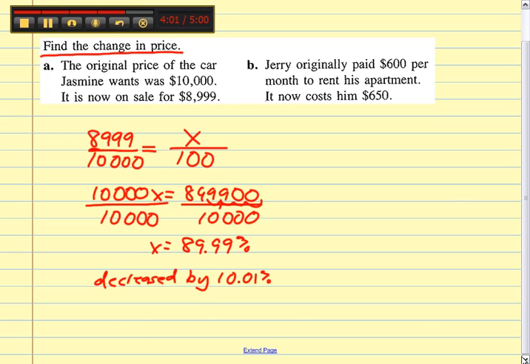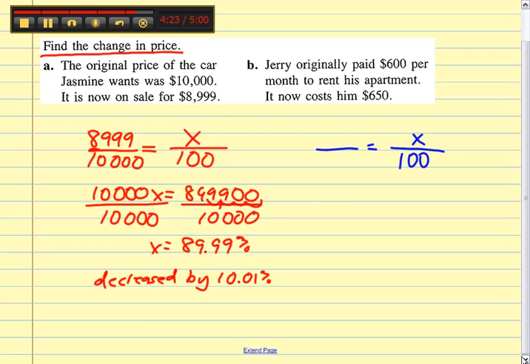Okay? James, help me with this one. Jerry originally paid $600 per month to rent his apartment. It now costs him $650. Okay? But I want to set this one up a little different because remember, they want to find the percent change. Right? So this is 100. I'm looking for a percent. Can you tell me what goes top and bottom here?